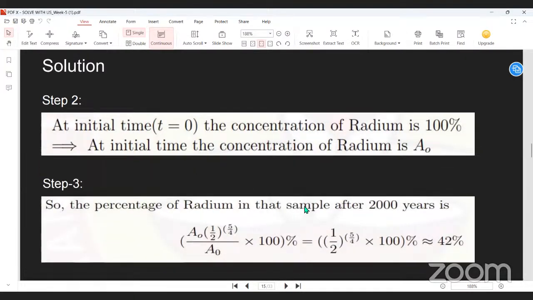So the percentage of radium in that sample after 2000 year is A naught into half to the power 5 by 4, which is the concentration after 2000 year, right? And A naught is the concentration which was initial at t equals to 0, right? Into 100, in order to convert into percentage, we need to multiply by 100, right? So A naught upon A naught get cancelled. So half to the power 5 by 4 into 100, right?